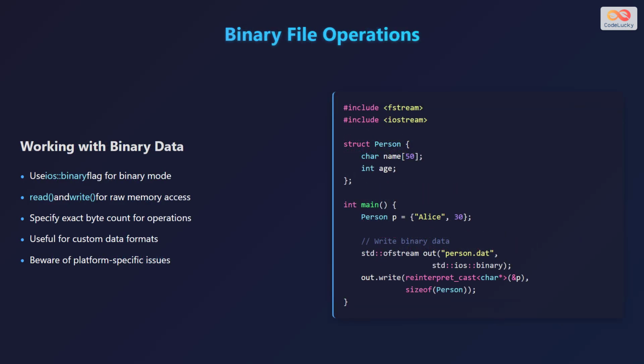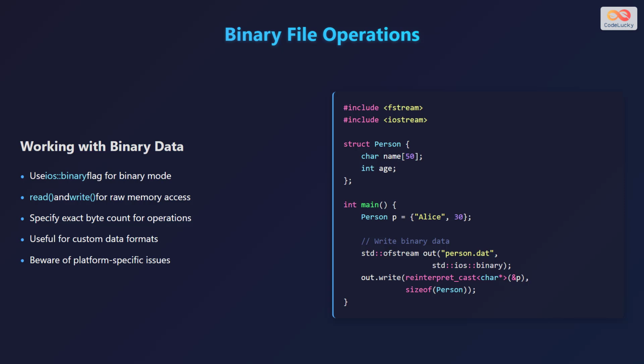Now let's explore binary file operations. Use the ios::binary flag for binary mode. Read and write are used for raw memory access. Specify the exact byte count for operations. This is useful for custom data formats. Remember to be aware of platform-specific issues.